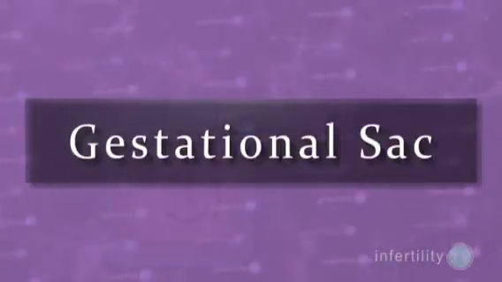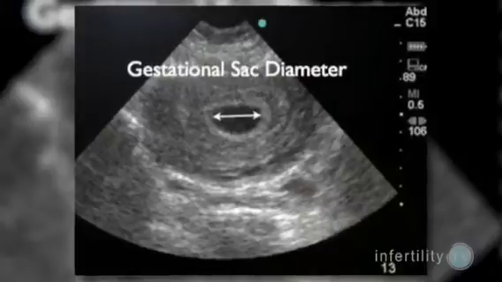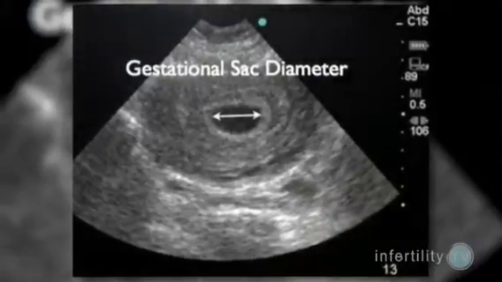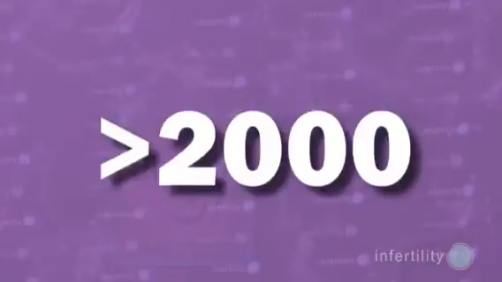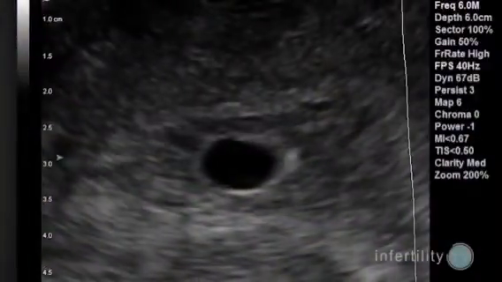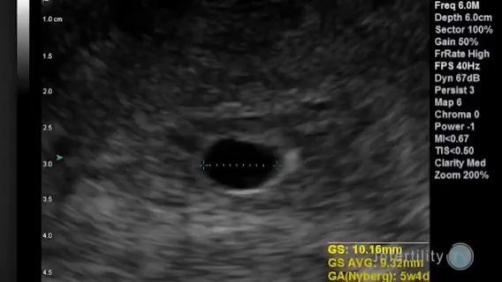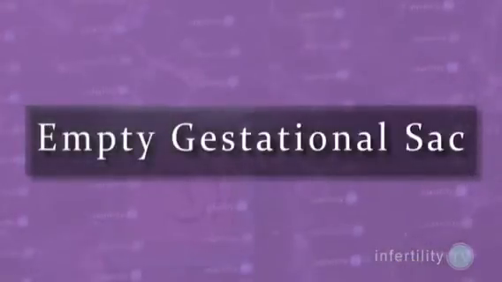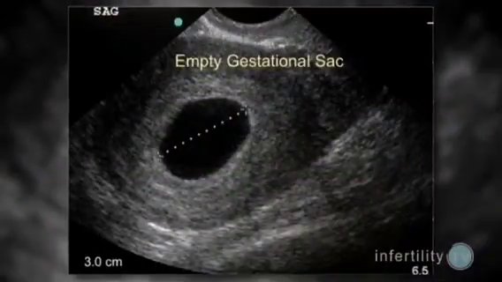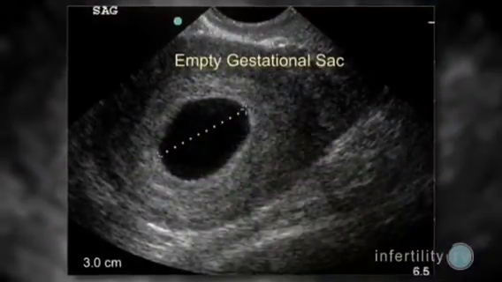There are 4 important structures that doctors look for on ultrasound during early pregnancy. The first is called a gestational sac. It is a collection of fluid formed by the cells of the developing placenta. The gestational sac in a normal pregnancy should be visible when a woman's HCG level is 2,000 or more. Measuring the diameter of the gestational sac roughly corresponds to how far along the pregnancy has developed. We call it an empty gestational sac if there are no other structures inside. In other words, only fluid is seen.